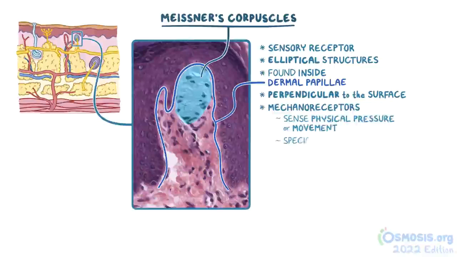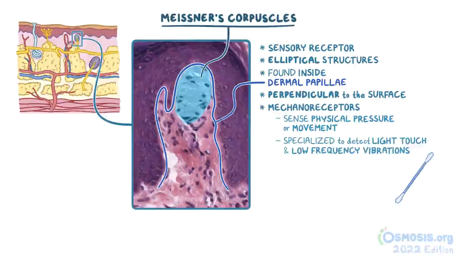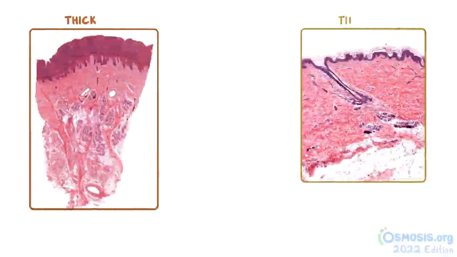But they're also specialized to detect light touch and low-frequency vibrations better than the mechanoreceptors found in deeper layers of the dermis. When textured objects are moved across the skin, they create the low-frequency vibrations that are detected by Meissner's corpuscles. Alright, let's zoom back out to the low-magnification images of thick and thin skin.